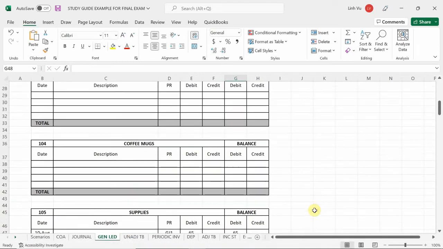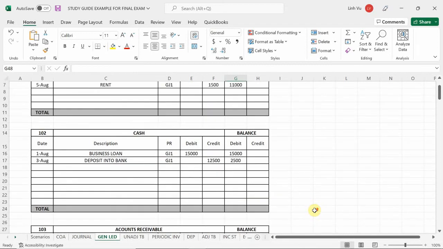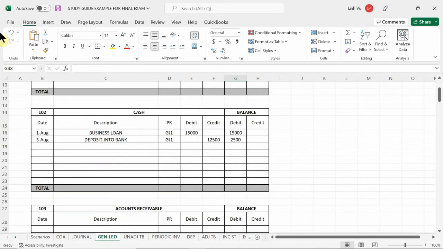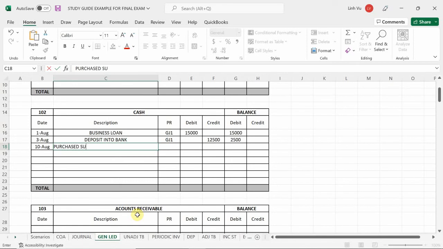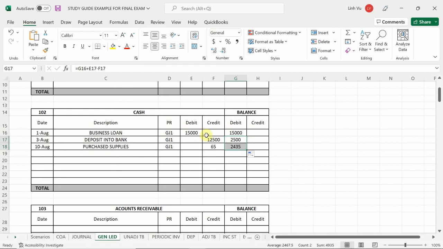Right, we bought 65, so we debited our account by 65, but we had to spend our cash, so we have to reduce my cash. So what is my new account balance in my cash account? $2,435. Yep. Okay.